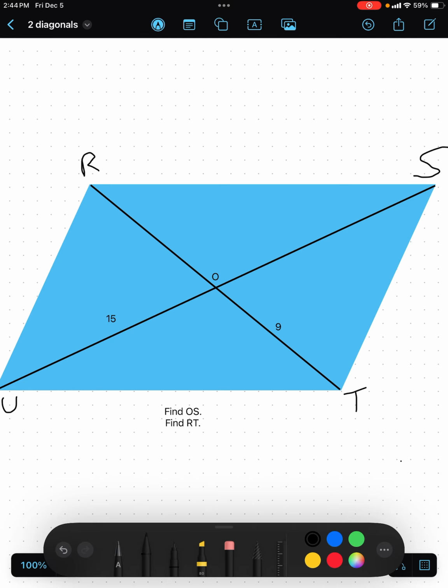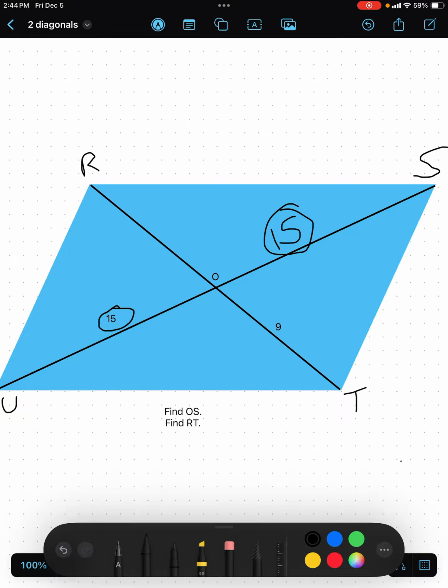There we go. So there's S there. And so we're being asked to find OS. Well, we know in parallelograms that diagonals are bisected. So you can see OU here is 15. That means OS is also going to be 15.